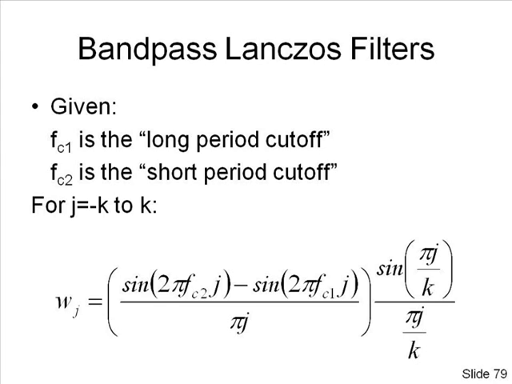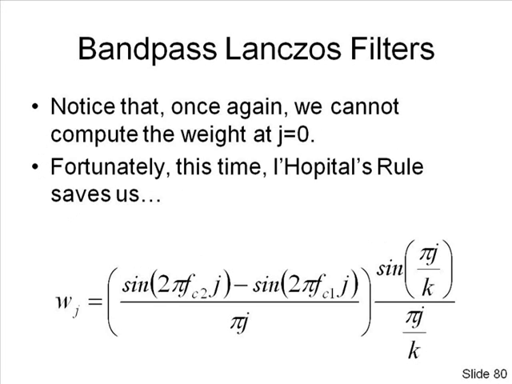And so here is the function that you use to compute the weights from j equals negative k to positive k. And again, it's not actually all that much different than the equation you used for the low-pass filter. It's just slightly different. It is a bit of a mess, and if you look through it carefully, you'll see that at j equals 0, you can't compute it. You could either solve for W0 using the technique we used before, where we added all the other values up and then just took 1 minus that sum. Or in this particular case, L'Hopital's rule can be used to save us.